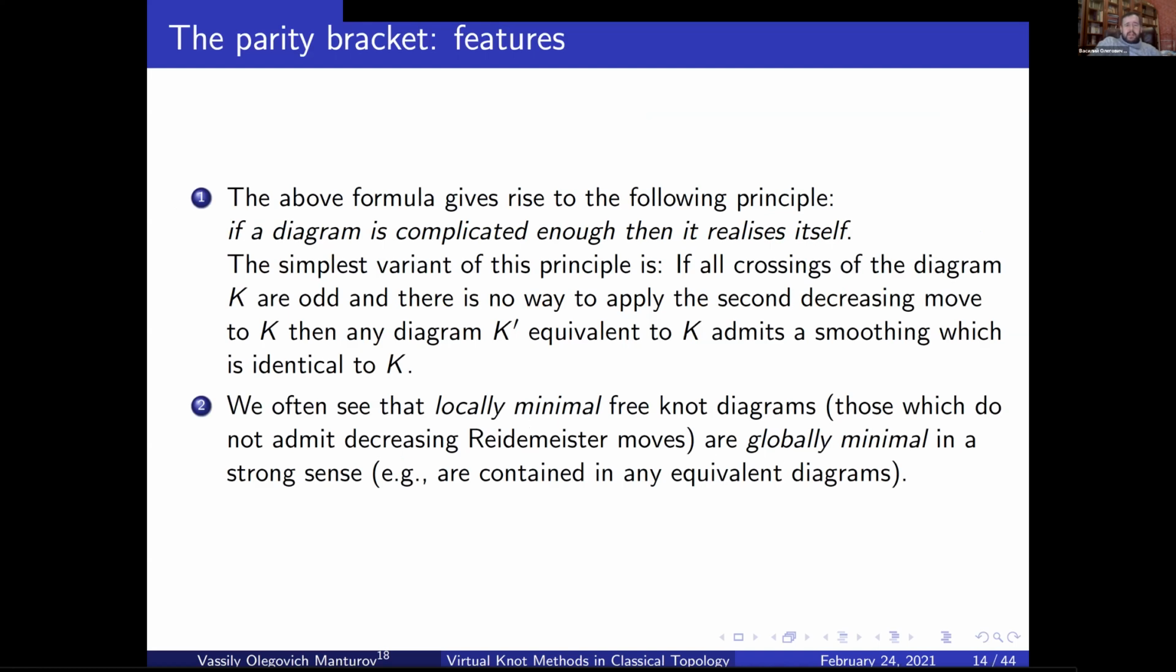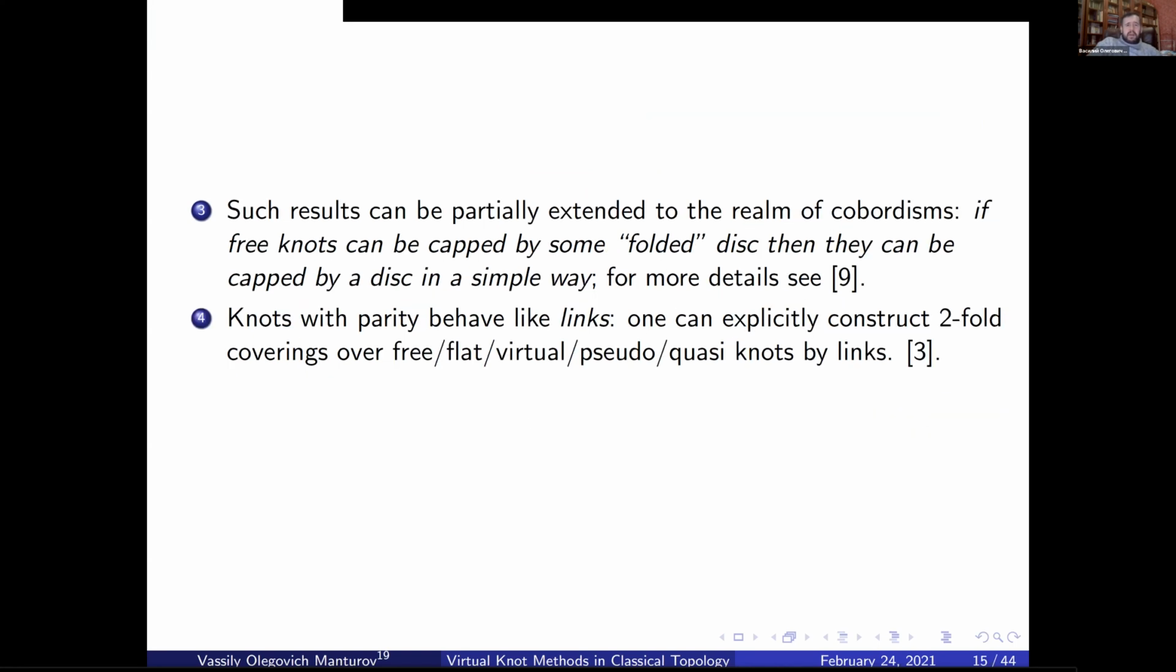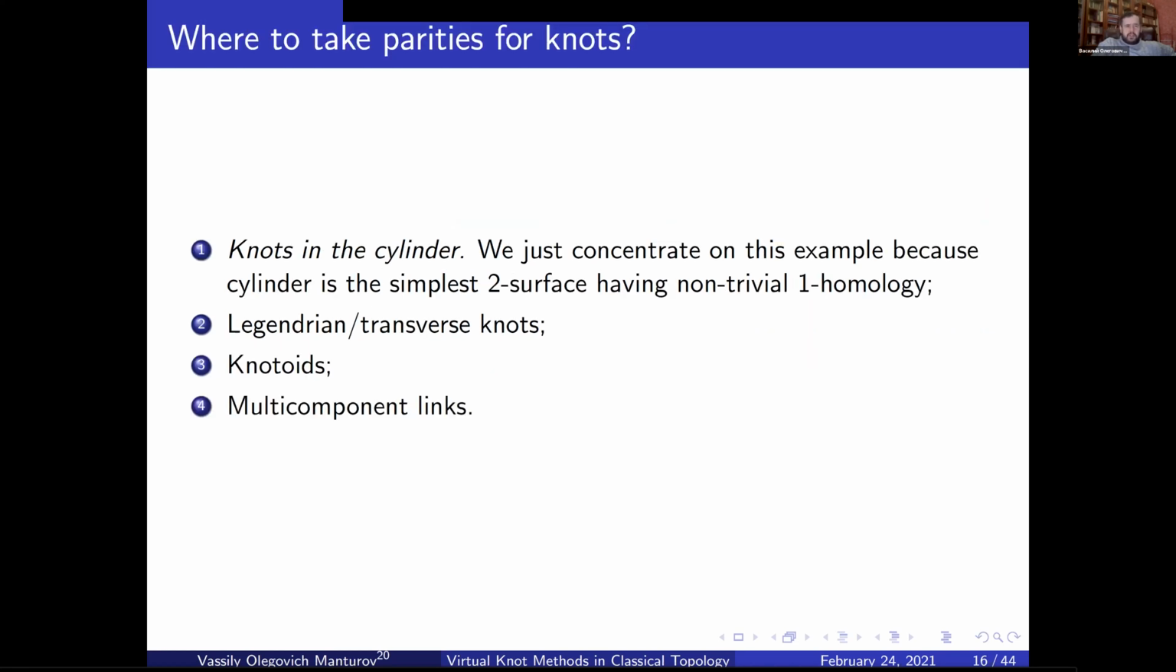In particular, we found that in the classical algebraic group. Then we have the following features. We can raise the dimension higher, and we try to get some folded disks with singularities. For example, assume we have a regular Fock graph, and we want to cap it by a disk. Under some odd circumstances, if we can cap it by a folded disk, then we can cap it by a disk with just trivial intersections and more or less without any triple points and cusps. Knots with parity behave like links, and we can get a lot for virtual knots. Actually, where to take parities for classical knots?